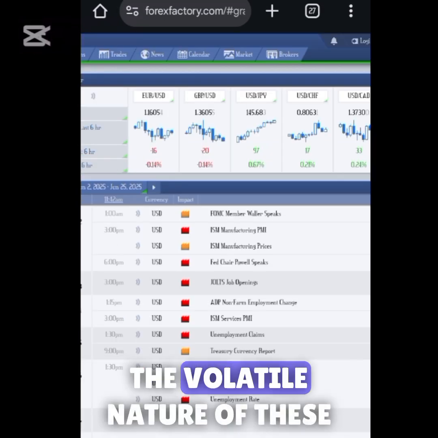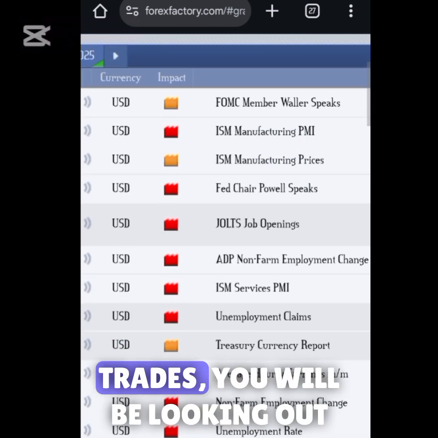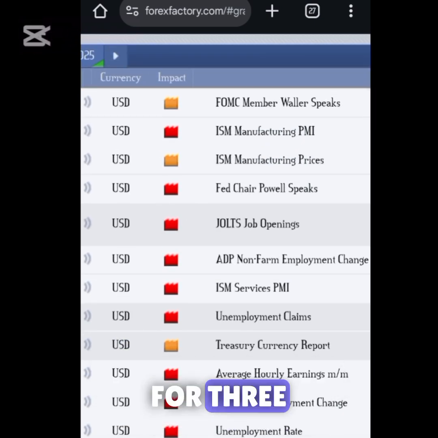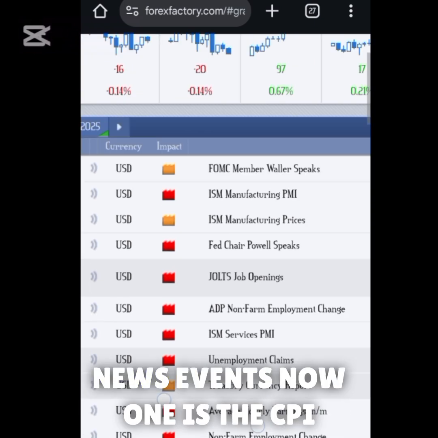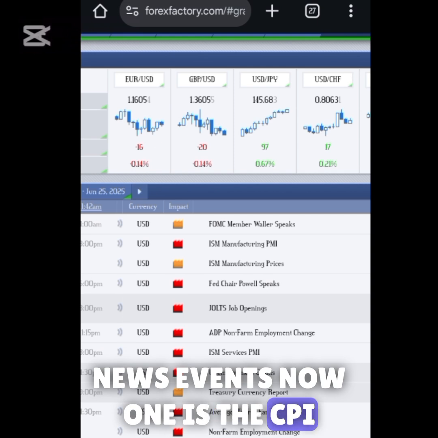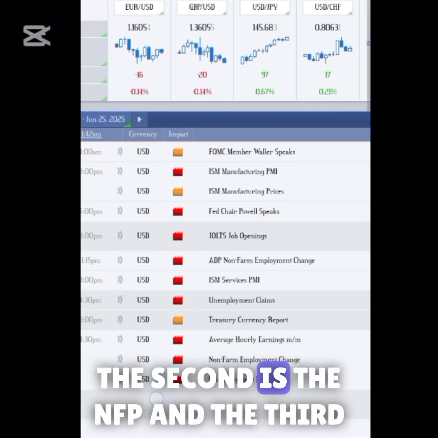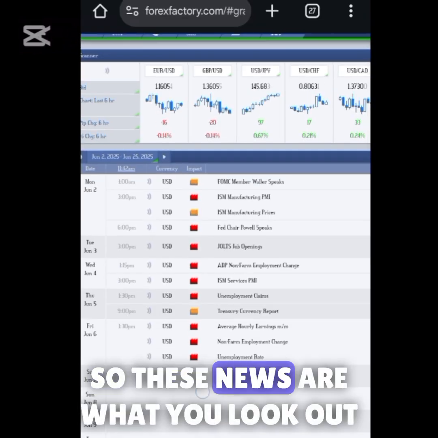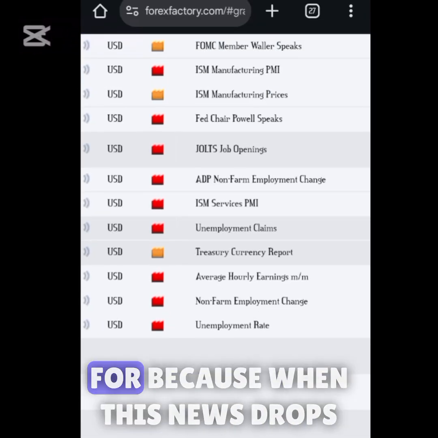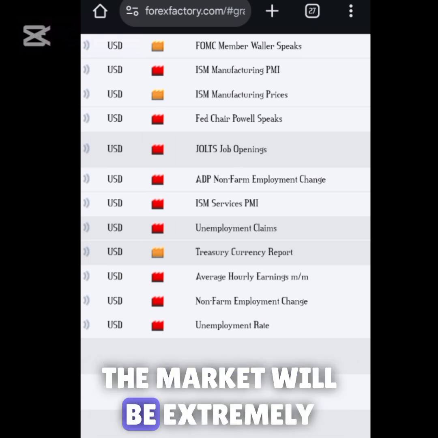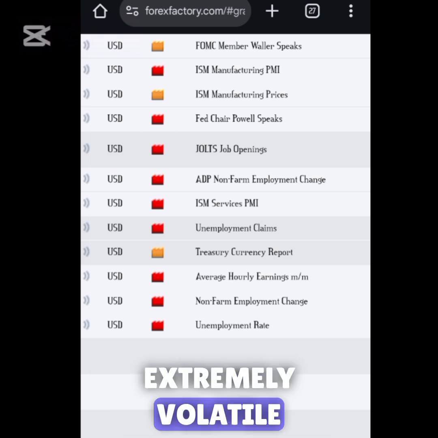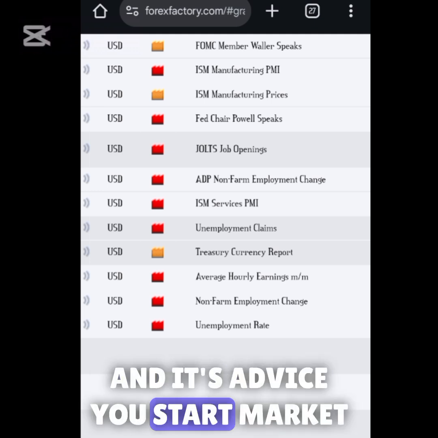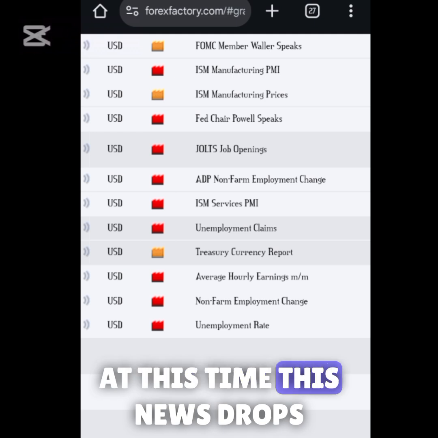Now, because of the volatile nature of these trades, you'll be looking out for three. Personally, I look out for three news events. One is the CPI, the second is the NFP, and the third is the PPI. So these are the news you look out for, because when this news drops, the market will be extremely volatile, and it's advised you don't enter the market at the time this news drops.